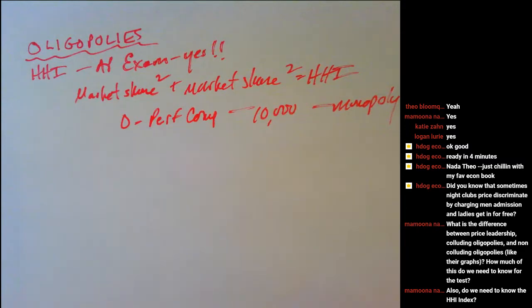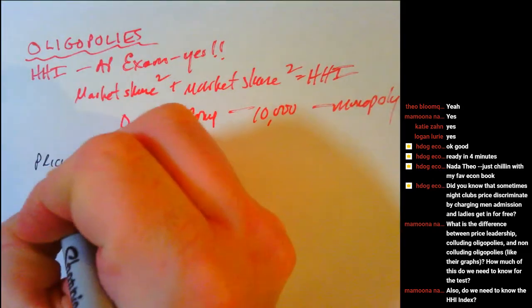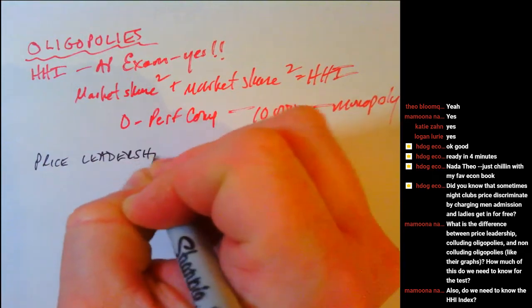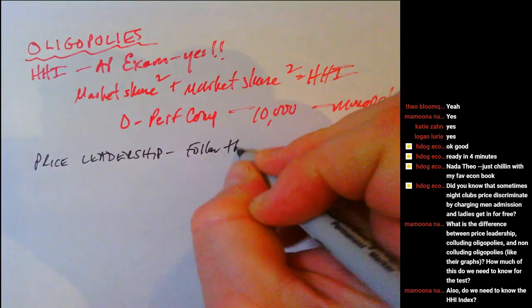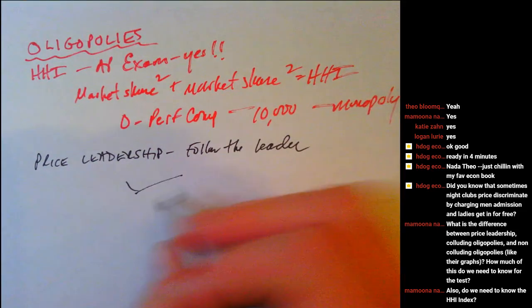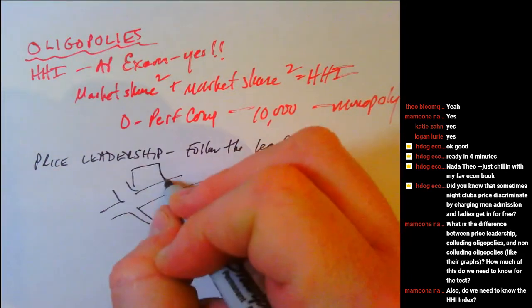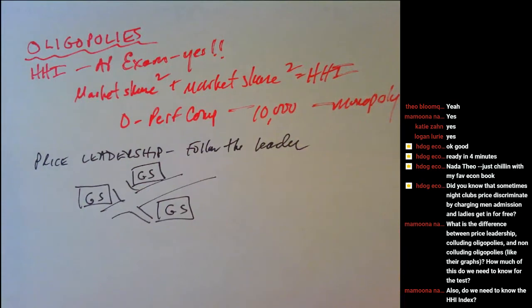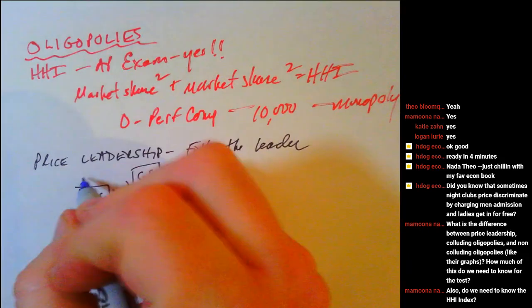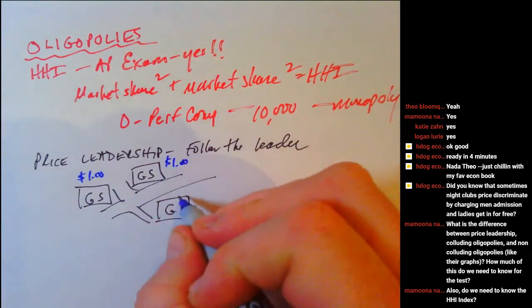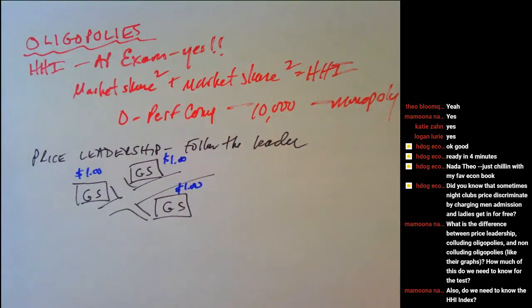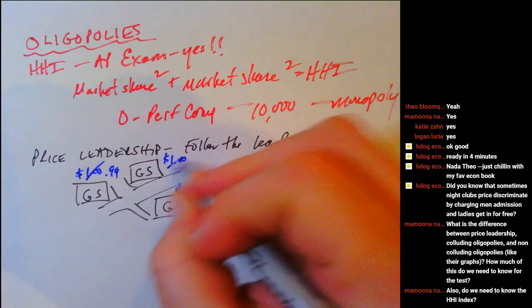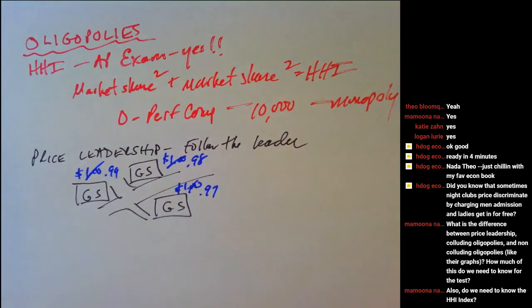A couple things with price leadership, just to know. Price leadership is like follow the leader. I think of the intersection with gas stations. They don't collude with each other, but with price leadership, they might have gas at $1, and then maybe this gas station goes to 99, and then they go to 98, and then they go to 97. So it's sort of like follow the leader. It's just a vocab term that you have to know.